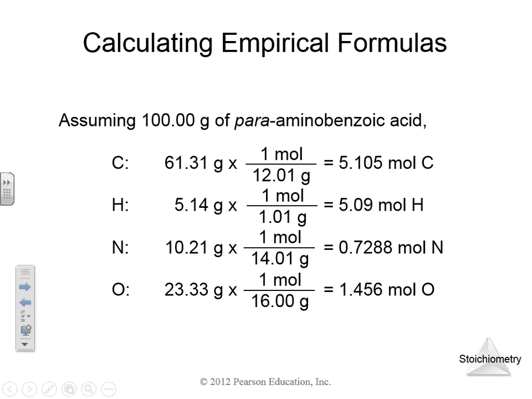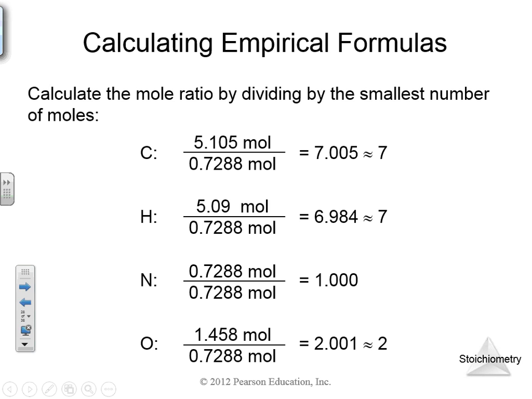Then you're going to convert each unit into moles. So we're going to divide by 12.01 for carbon, 1.01 for hydrogen, and the molecular weights of nitrogen and oxygen as well to convert to moles. Once you have moles, you're going to divide by the smallest amount of moles. That ended up being the 0.7288 moles of nitrogen, so we're going to divide by 0.7288. And when we do that, we get 7 for carbon, 7 for hydrogen, 1 for nitrogen, and 2 for oxygen.